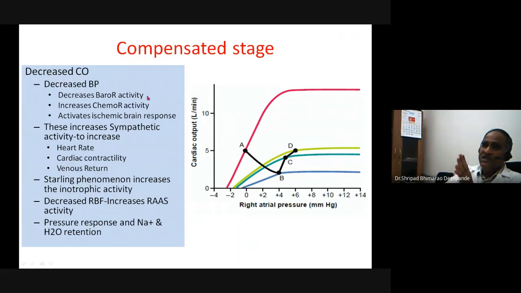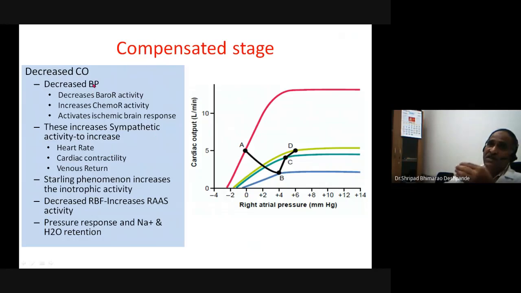And the NTS is not activated, which in turn withdraws the inhibitory activity on the sympathetic nervous system, which increases the sympathetic activity. Or if the fall of blood pressure is too low, that may activate the chemoreceptors. Chemoreceptors directly increase the sympathetic activity. Or if the fall of pressure is further low, that would activate the brain ischemic response, which will also activate the sympathetic activity.